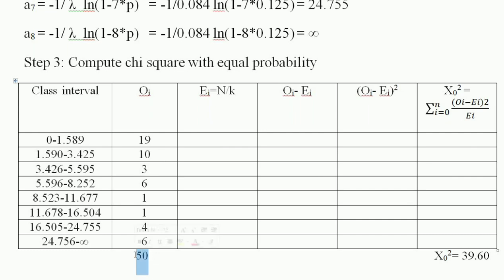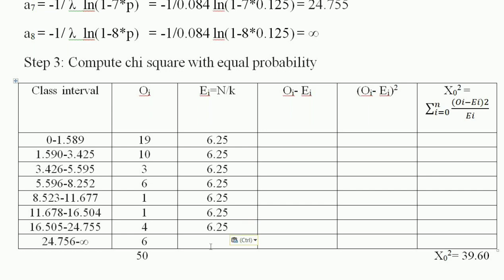It's 50. Why? Because 50 random numbers are given. So we are going to get a value of 50. Now the EI value, that is the expected value. Expected value is nothing but n divided by k. N is nothing but the 50 values, so 50 divided by k. K is given as 8 intervals. So 50 divided by 8 is nothing but 6.25. Again here 6.25. For all the intervals you are going to get the same value, 6.25 itself.